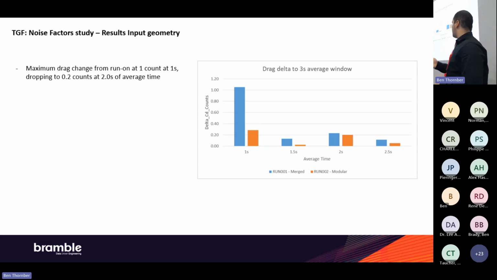But above 1 second, from 1.5 seconds average time, there was not much difference, less than 0.3 counts above 2 seconds, which is an important point: to try to establish what would be the ideal or best practice for averaging time. You can have a difference between different codes and different models, so tabulating this would be really helpful.